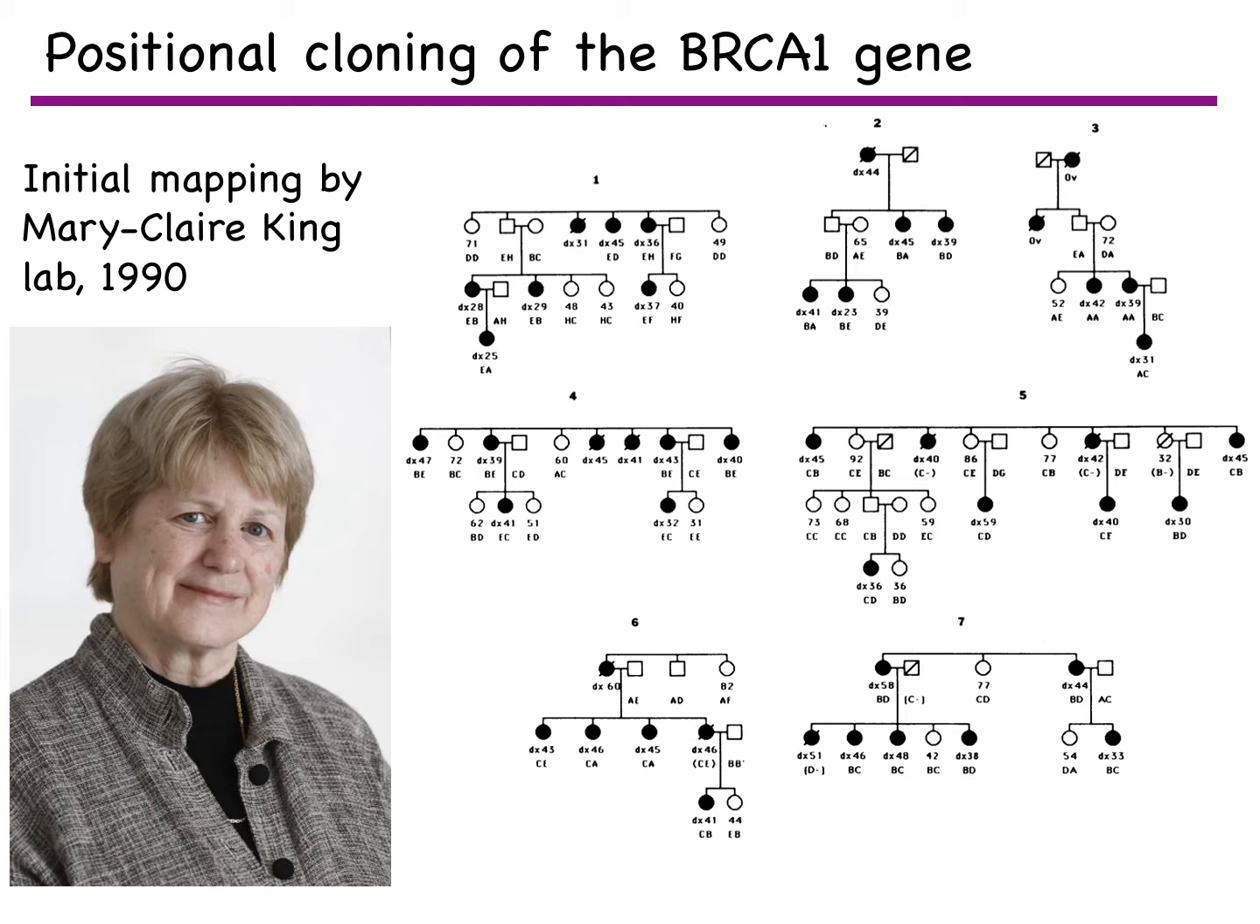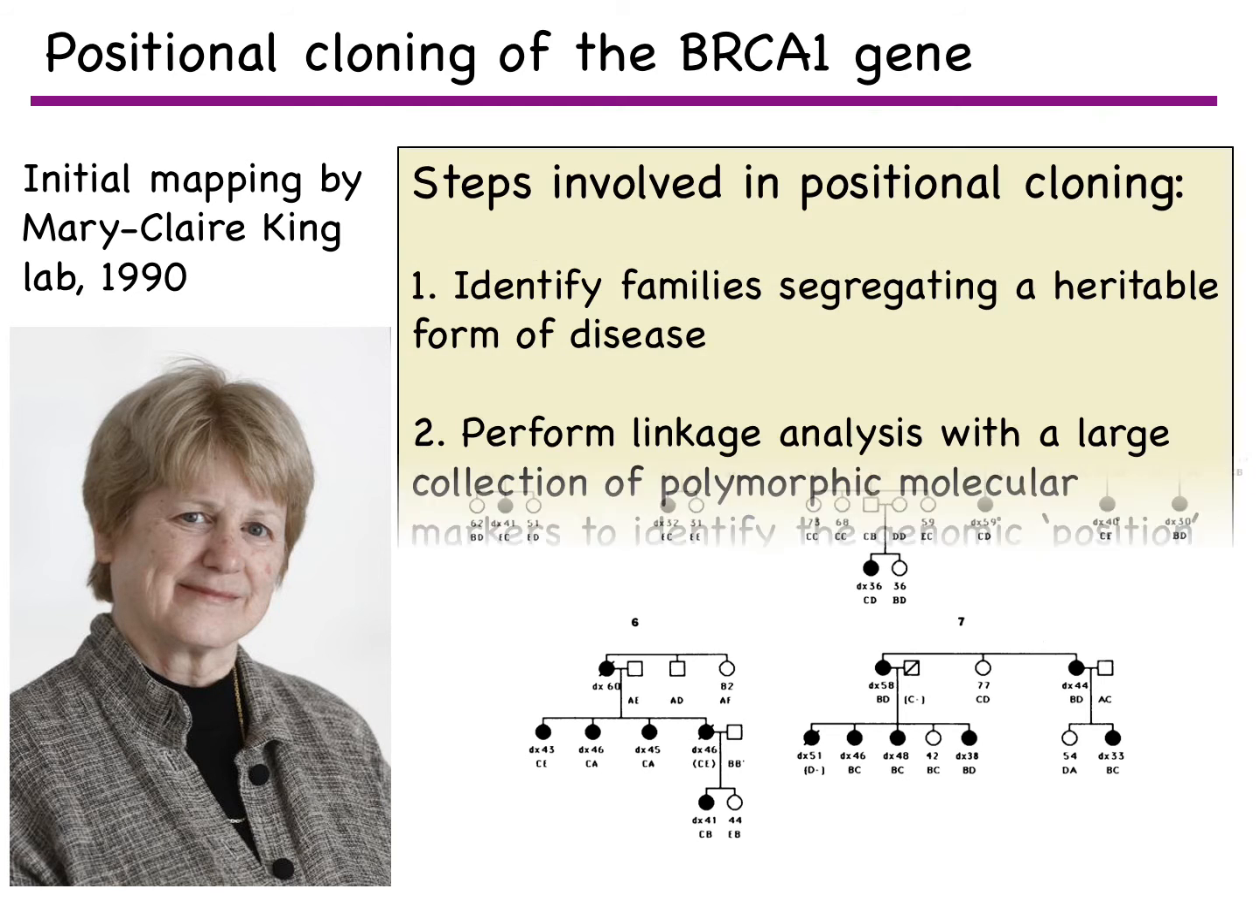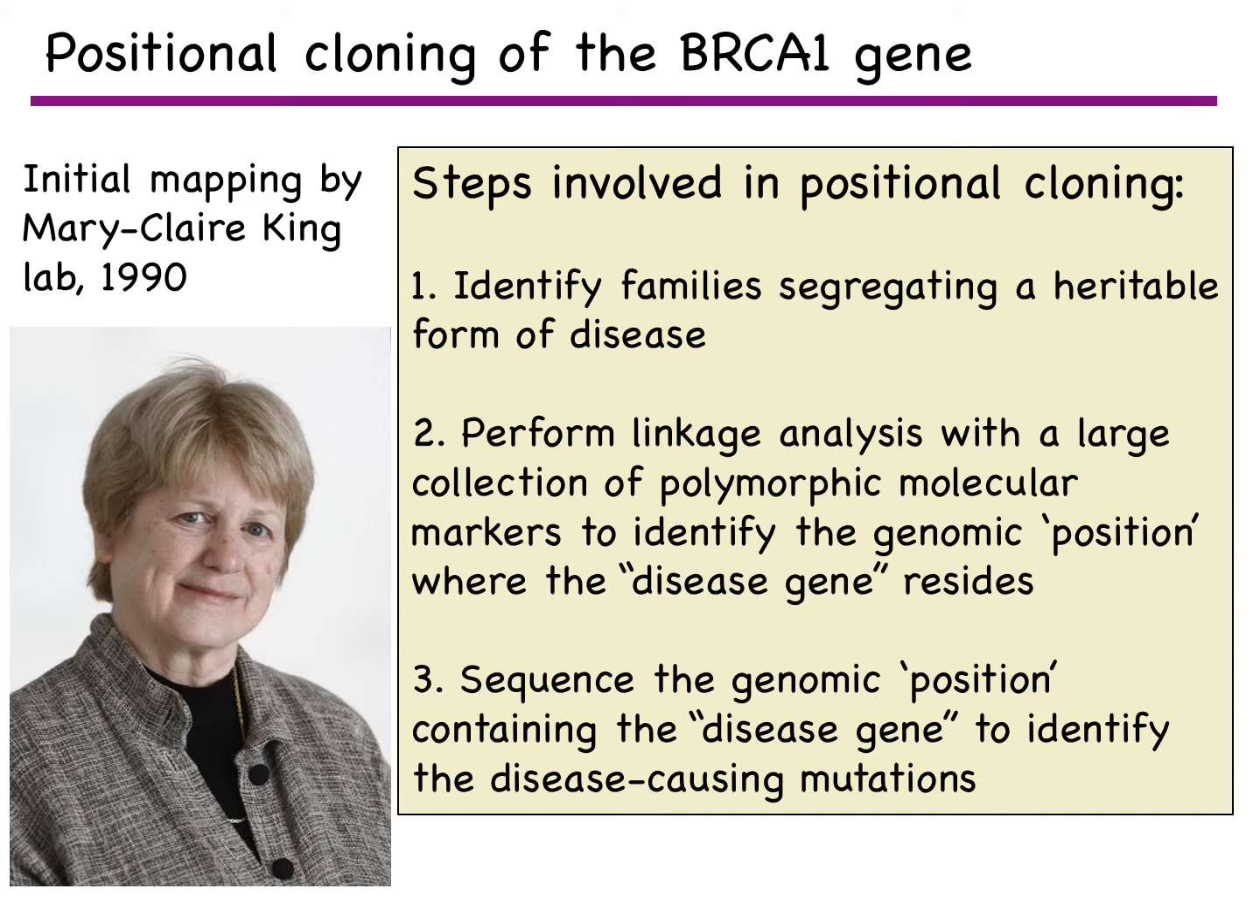So the steps that are involved in positional cloning go as follows. Basically, you want to identify families that segregate some sort of heritable form of disease. That's important. You need to know it's heritable. Then you perform linkage analysis with a large collection of polymorphic markers to identify the genomic position where the disease gene resides. And then ultimately, once you get into the ballpark, you can sequence the genomic position containing the disease gene to identify the disease-causing mutations.